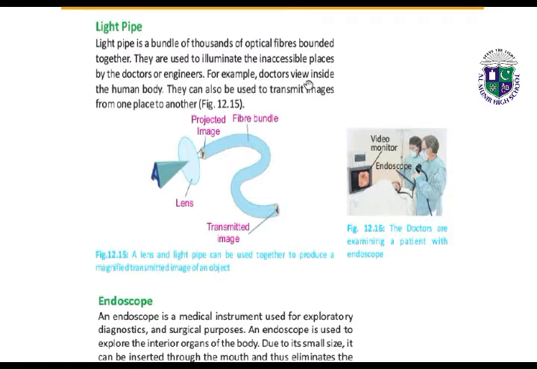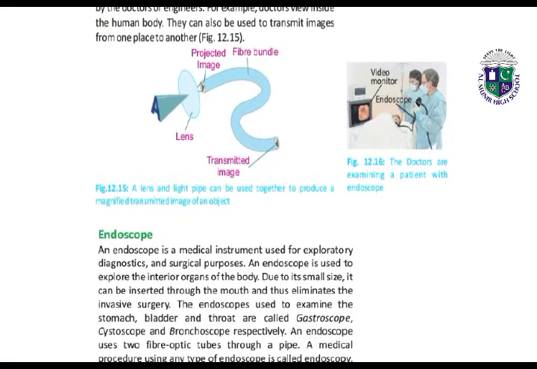For example, doctors view inside the human body. They can also be used to transmit images from one place to another. So it is used in medical sciences also.